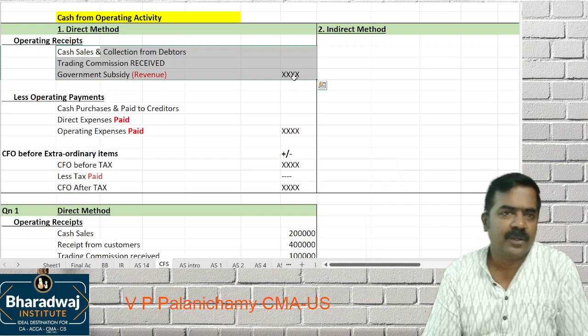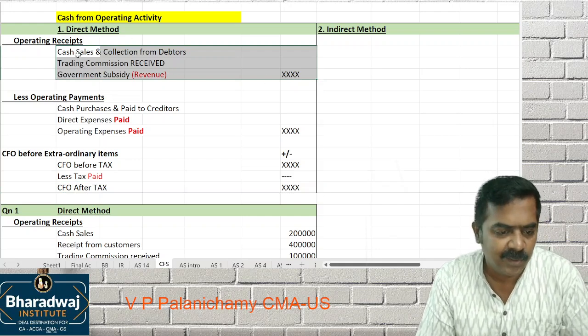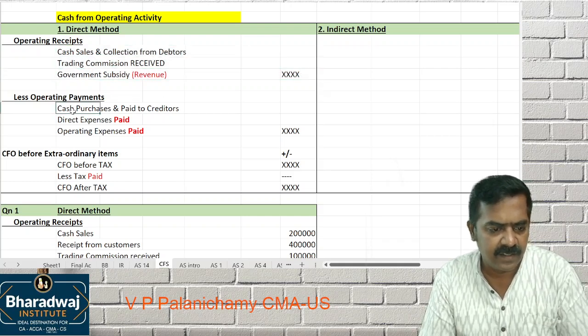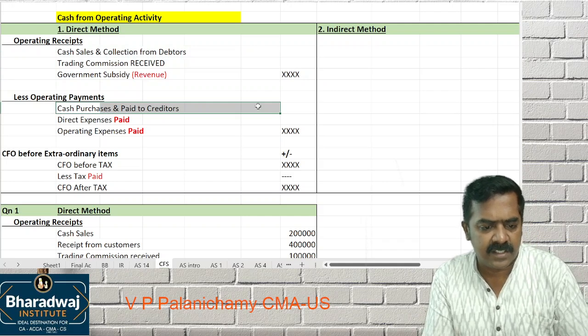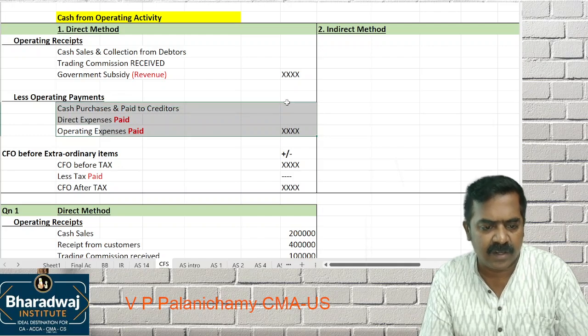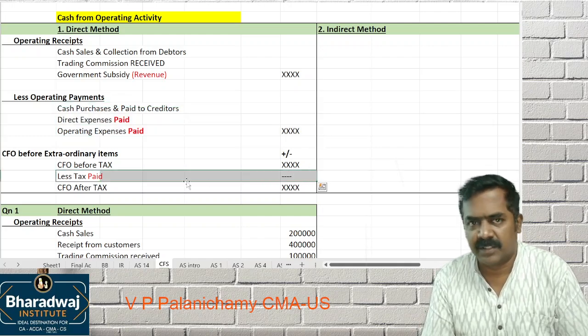For this, you have to work out all complete data. Like a cash book, you have to work out complete data. Cash sales, what is the collection from debtors, what is the trading commission earned, government subsidy that is received, then cash purchases and paid to creditors, direct expenses paid, all these things. We want collections and payments, tax paid also. That is which method? Direct method.